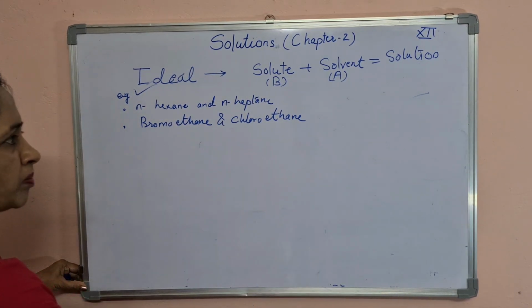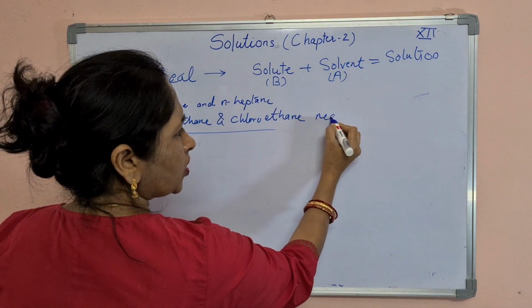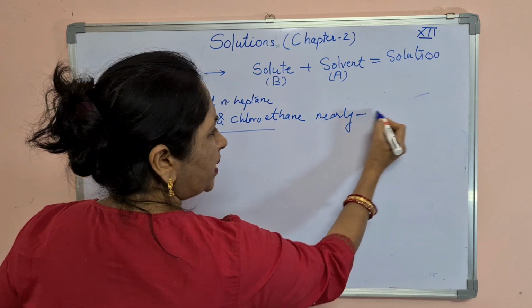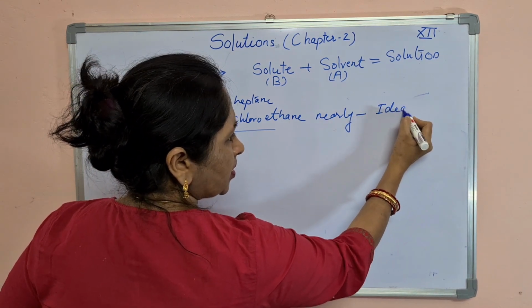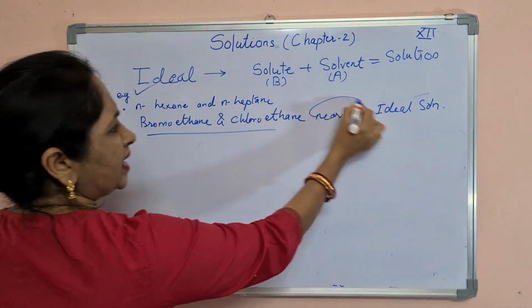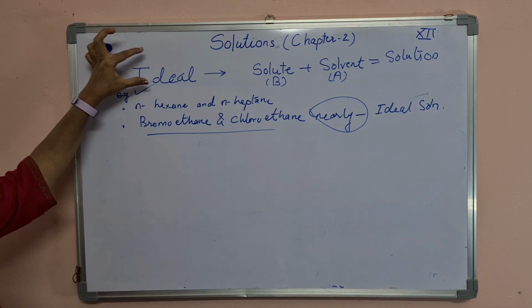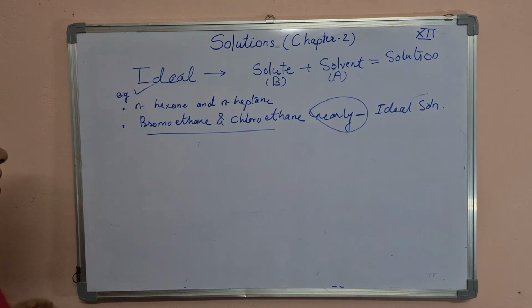Other than this also many examples are there which nearly behave as ideal solution. I said nearly. It means not 100%, but they behave as an ideal solution. So what are the conditions for the ideal solution?